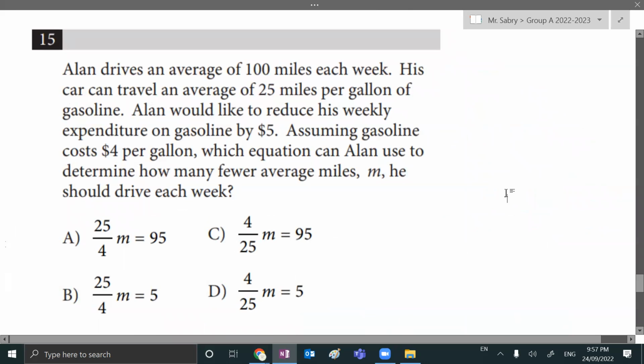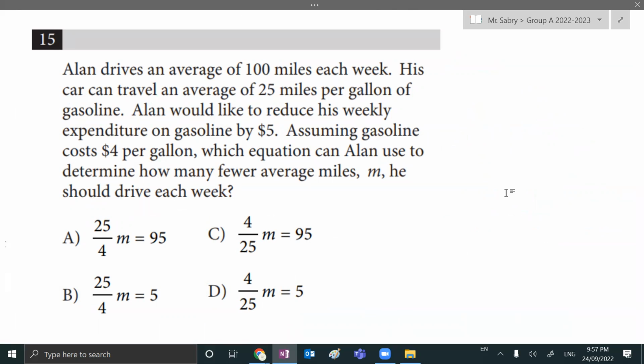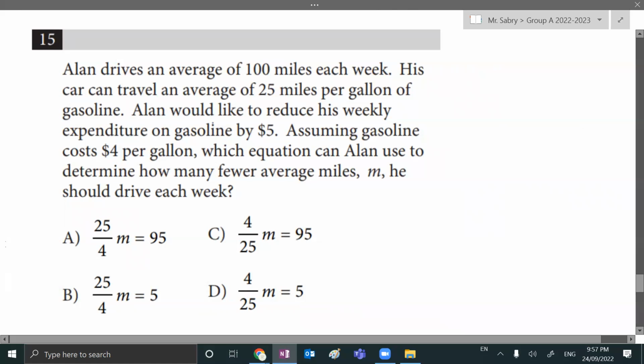Finally, this one says Alan drives an average of 100 miles each week. His car can travel an average of 25 miles per 1 gallon. Alan would like to reduce his weekly expenditure on gasoline by $5. Assuming gasoline costs $4 per gallon, which equation can Alan use to determine how many fewer average miles he should drive each week? It's a long one, okay?